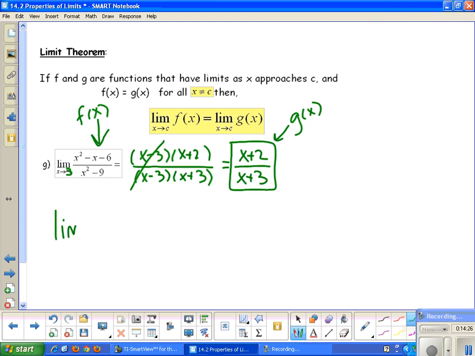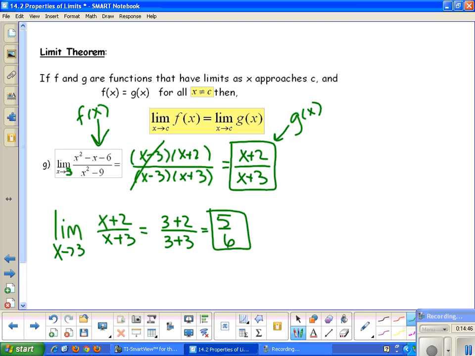So now I can do the limit as x approaches 3 for (x + 2) over (x + 3) by just plugging in 3 into my equation, because it's not going to make my denominator 0 anymore. So 3 plus 2 over 3 plus 3 gives me 5 over 6. So the limit as x approaches 3 for this problem would be 5 over 6.